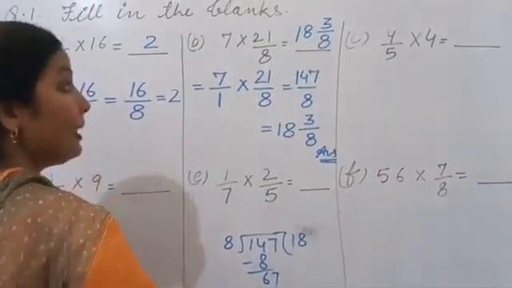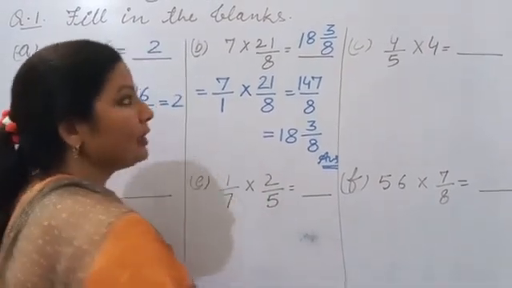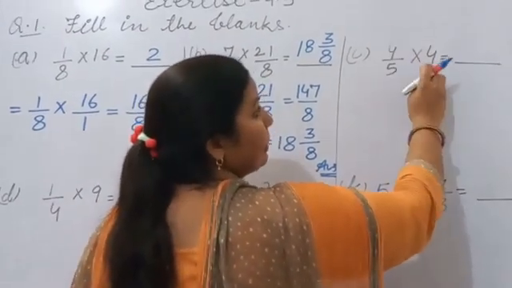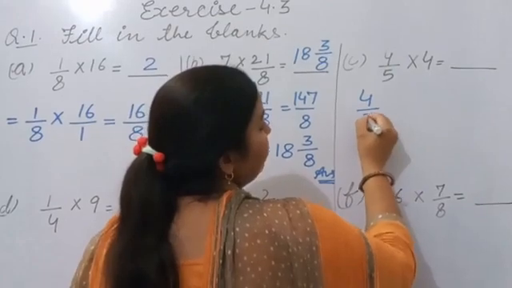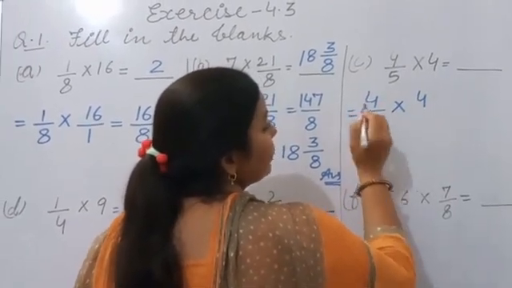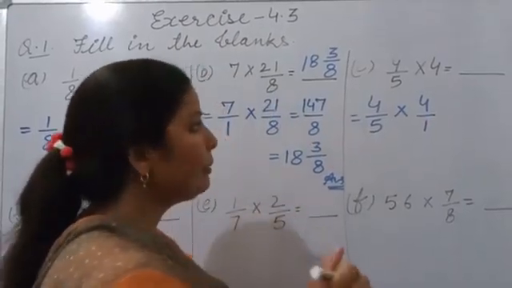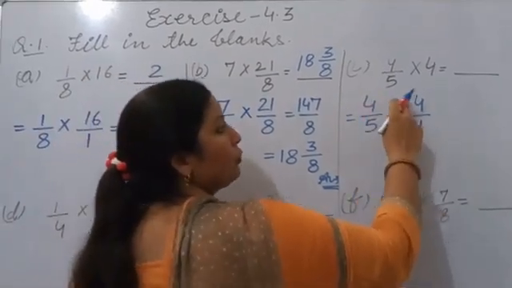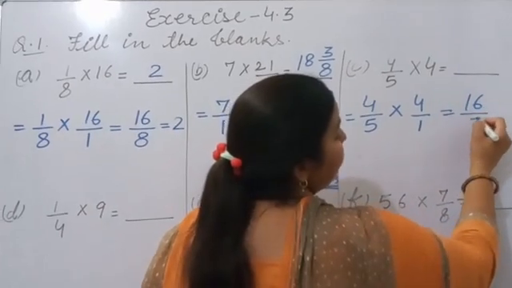Now it's C part. In C part what do we have? 4/5 multiplied by 4. Now there is no denominator, so we can take denominator 1. Now numerator multiplied by numerator and denominator multiplied by denominator. So 4 4s are 16 and 5 ones are 5.